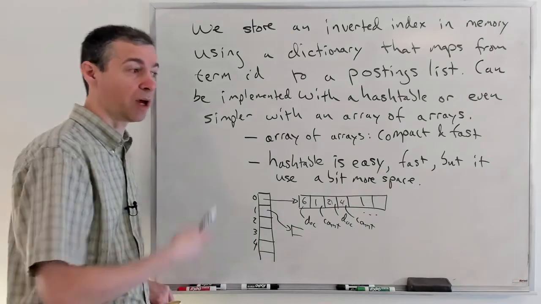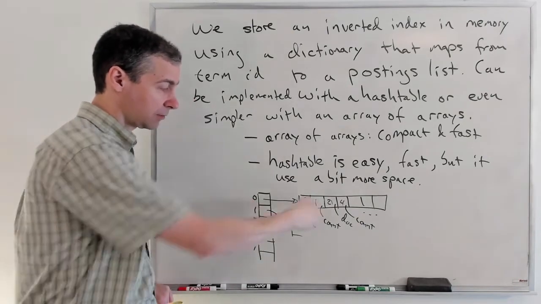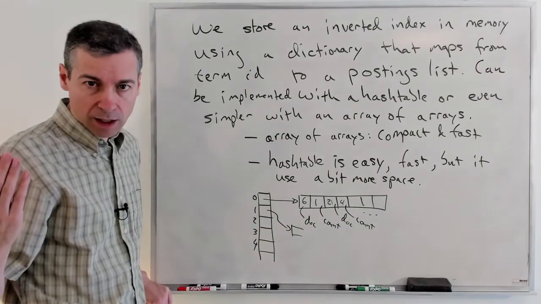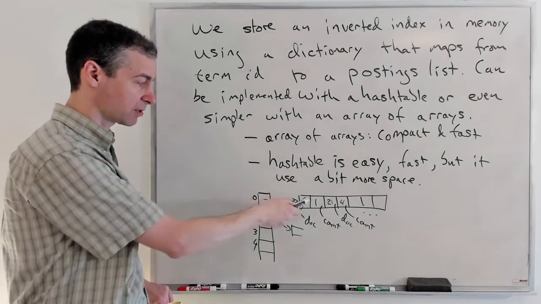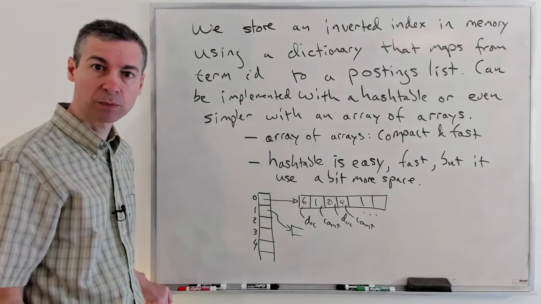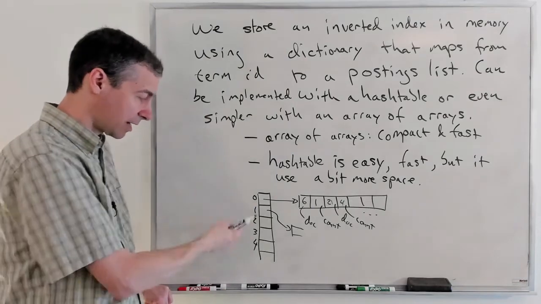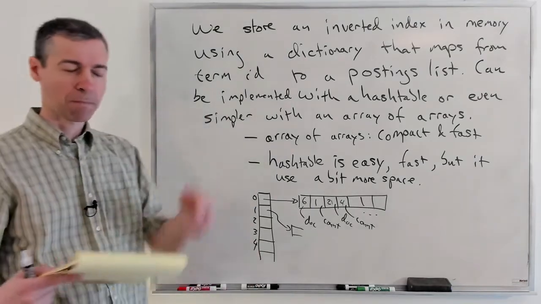So when you have a term ID and you stored an array of arrays, it's trivial then to fetch the postings list in constant time because you just simply have the term ID and you go directly into the array to get it.